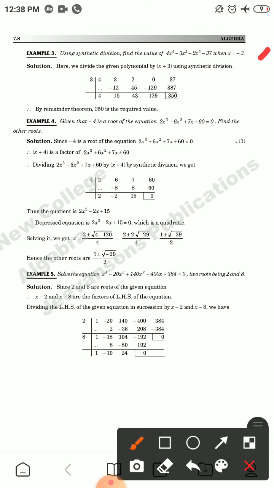Now writing 4 first below the horizontal line, multiplying -3 with 4 giving -12, adding, -15. -15 into -3 giving 45, the result is 43, multiplying with -3 giving -129, adding, -129 multiplying with -3 giving 387, and the remainder is 350. By the remainder theorem, 350 is the required value.